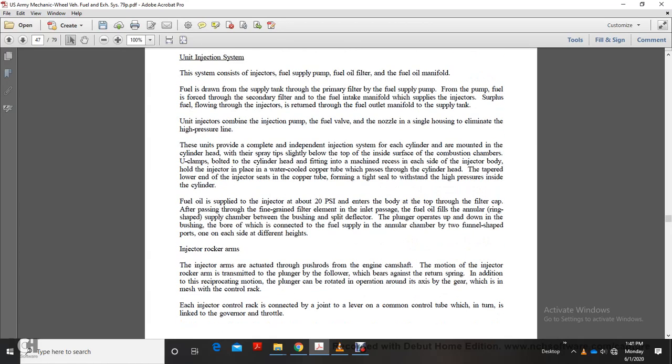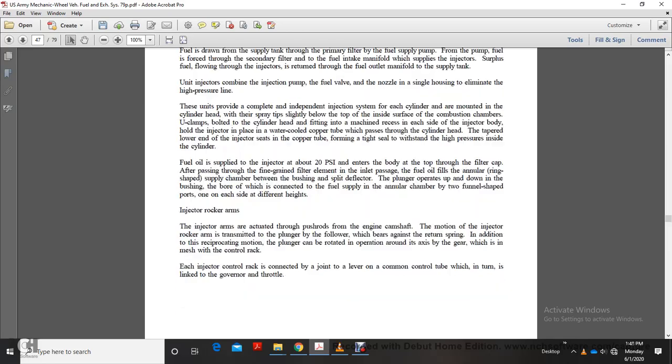Alright, your unit injector systems consist of the injector, fuel supply pump, fuel oil filter, and fuel oil manifold. The fuel is drawn from the supply tank through the primary filter to the fuel supply pump. The pump sends the fuel through the secondary filter to the fuel inlet manifold, which supplies the injector. Surplus fuel flows through the injector and returns through the fuel outlet manifold to the supply tank. Unit injectors combine the injection pump and the nozzle in a single housing, eliminating the high pressure line.